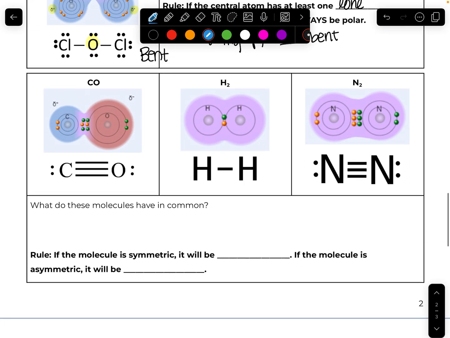All right, let's take a look at these bottom ones. Take a second, pause the video. This one should take you 30 seconds tops. What do these molecules have in common?